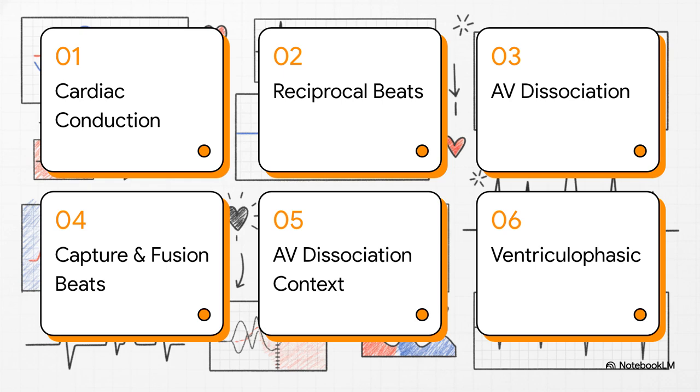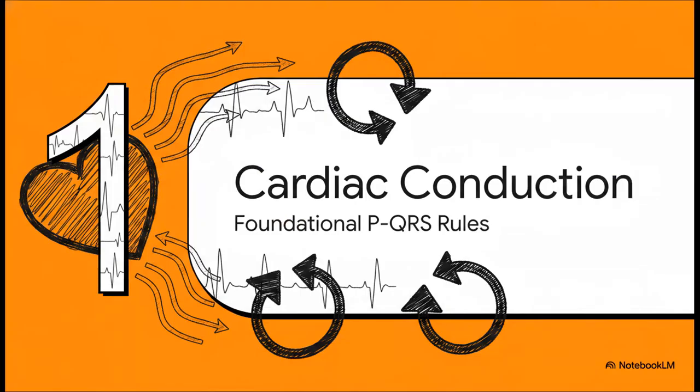First, we'll cover the fundamental principles of cardiac conduction. Then we'll explore the concept of reciprocal beats and reentry. After that, we'll get a really precise definition of AV dissociation, and then we'll learn the key diagnostic clues to look for: capture and fusion beats. And finally, we'll put it all into context and touch on the subtle phenomenon of ventriculophasic arrhythmia. All right, let's dive right in.